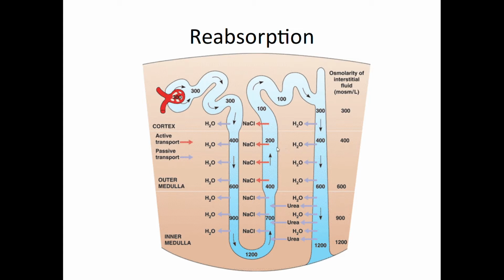filtrate. Now we have things with the blue arrows that are passive transport that are just allowed to come back out, and things with the red arrows that are active transport that we're actively pulling out of the blood.